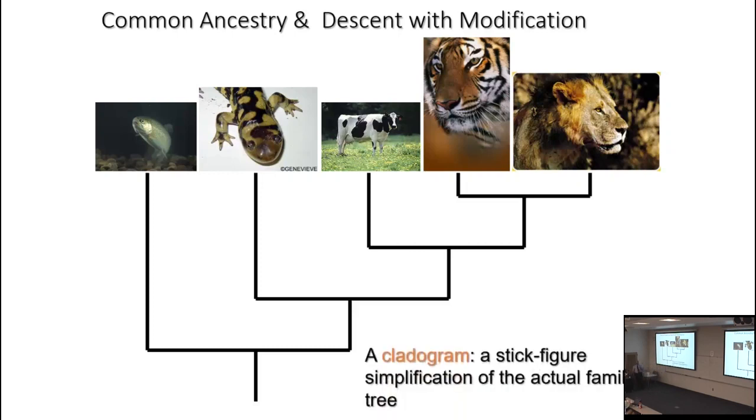And this sort of stick figure diagram is called a cladogram, a branching diagram. And it represents a stick figure simplification of the actual family tree. So it's saying, well, we'll see in a bit. Cladograms. And we're going to be using cladograms a lot in this course. So, a cladogram, a stick figure simplification of the actual family tree. And clearly, I've left out a lot of organisms. It is not the complete family tree.